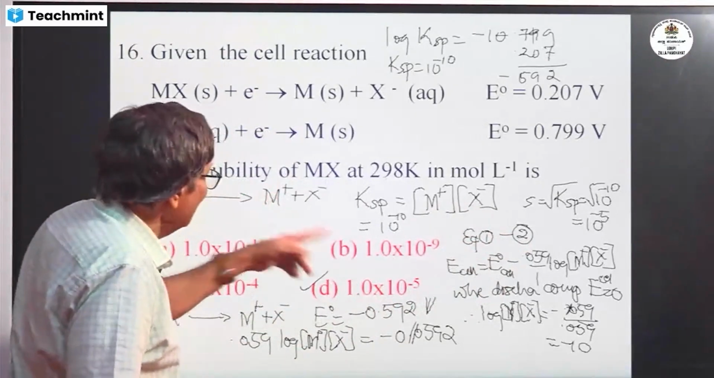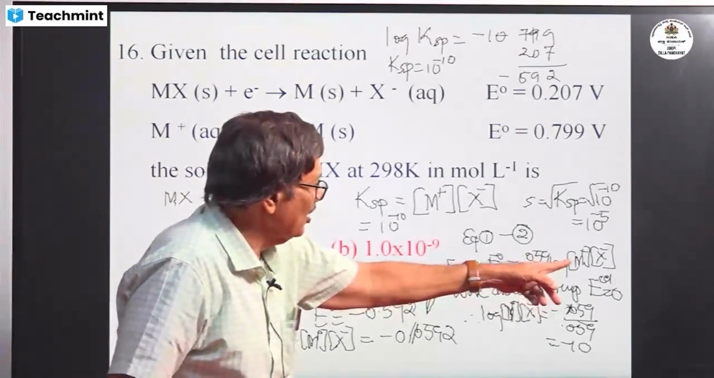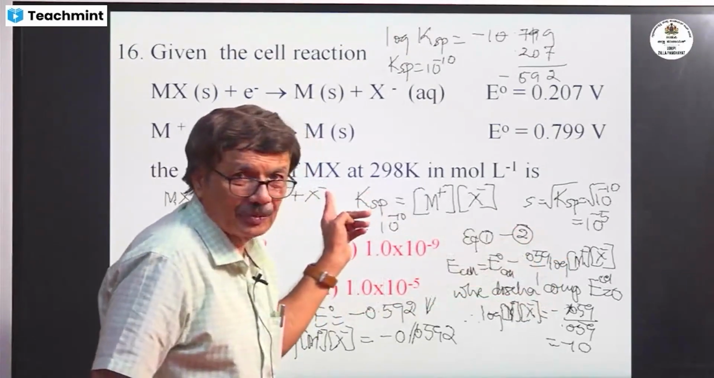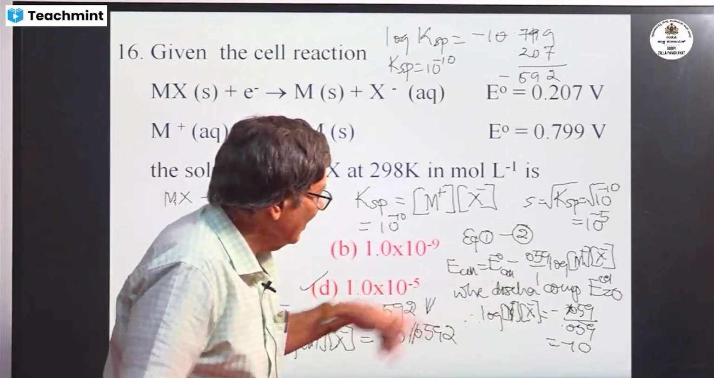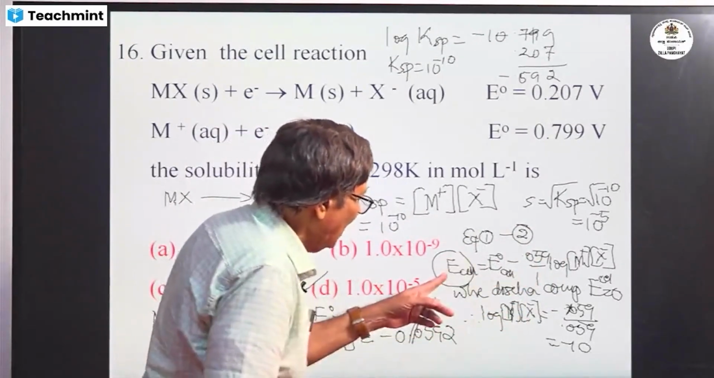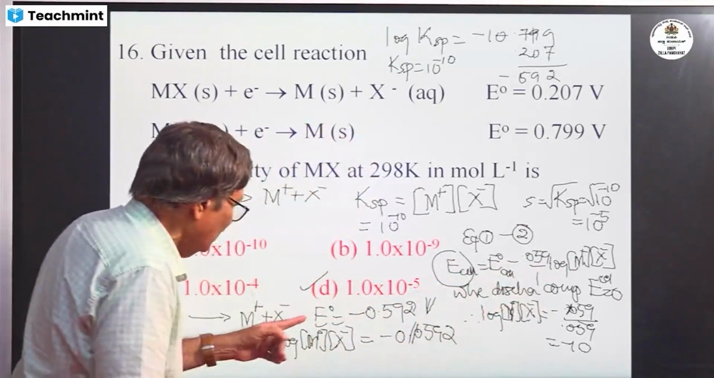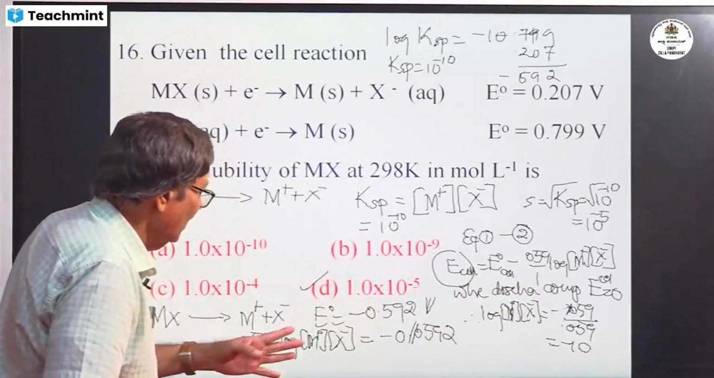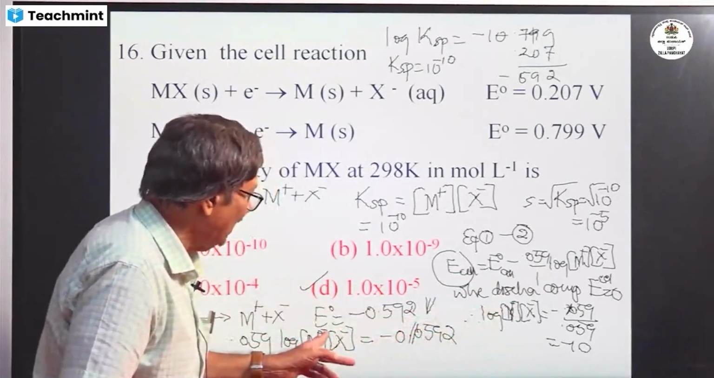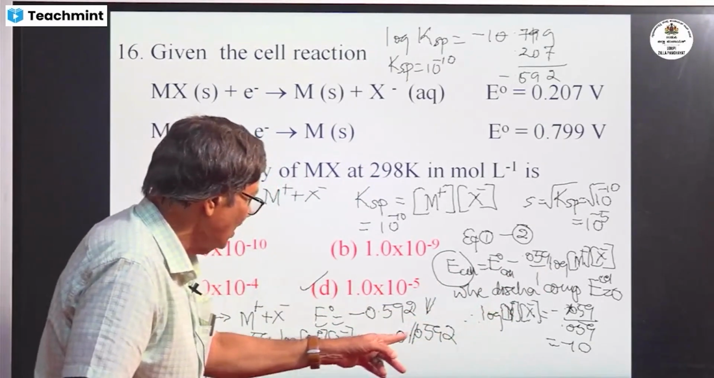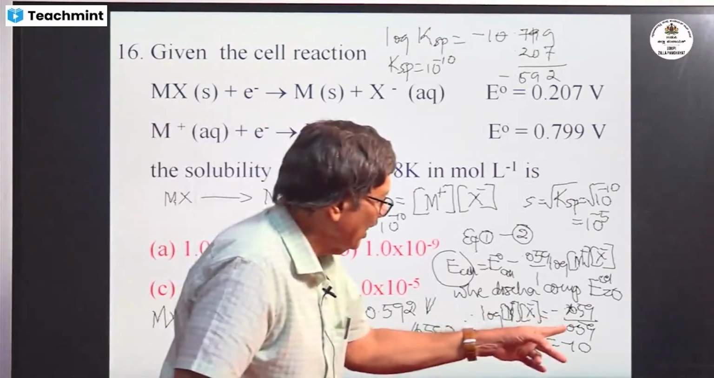Then you can write E cell for this: E naught of the cell minus 0.059 log to the base 10 of the product of the species on the right side. When the cell is discharged completely, this becomes 0, and these two will be equal. Then log of M plus into X minus is equal to minus 0.59 divided by 0.059.